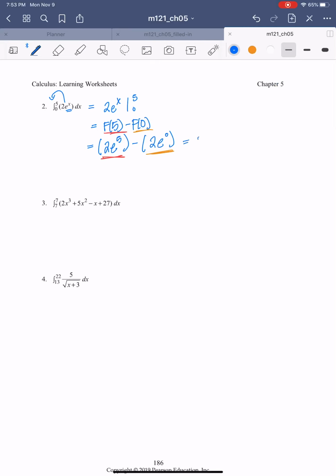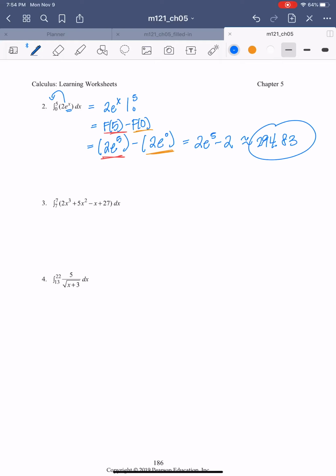Well, this is 2e to the 5. Anything to the 0 power is 1, minus 2. You can leave it like this, or you can use a calculator. My math lab might ask you to round it to a certain decimal place or leave it as an e term. I'll just round it to the 2 decimal place. If you get a decimal number, this will be 294.83. Okay.